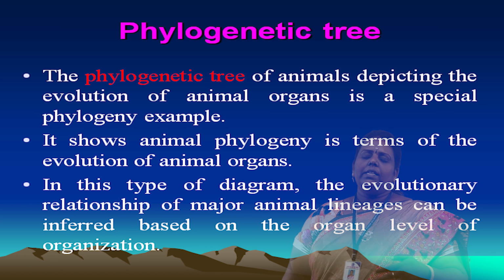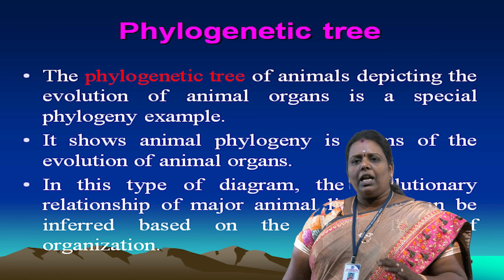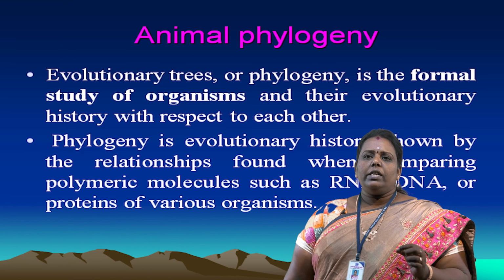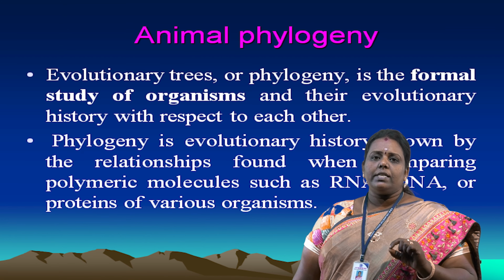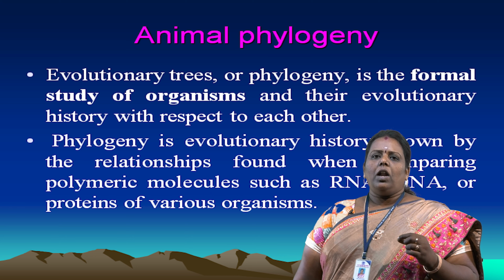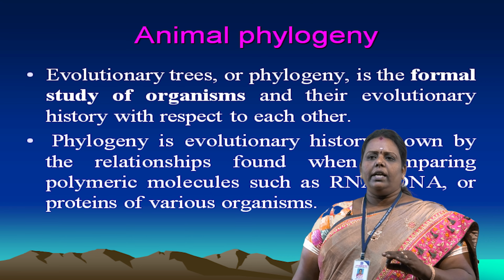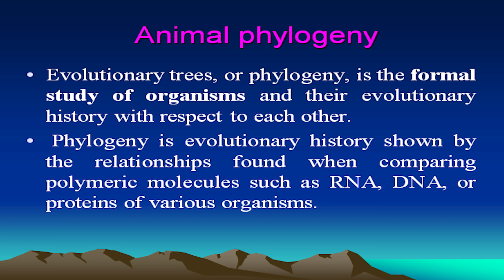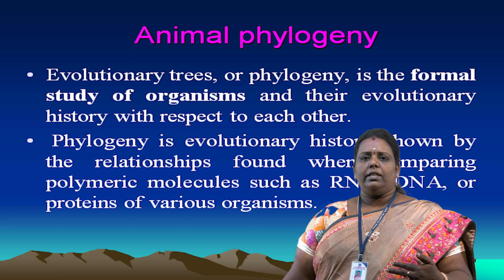Organization means blastula stage, gastrula stage and morula stage, and how the cells differentiate; everything is carried out on the phylogenetic trees. The evolutionary tree, or phylogeny, is a formal study of organisms and their evolutionary history in relation to each other. Normally phylogeny is evolutionary history. To differentiate from the evolutionary history, we have to identify the molecular level, which may be RNA or DNA or protein in various organisms. At the biomolecule level also we identify the phylogenetic trees. These phylogenetic trees also vary from the organs at the body level.